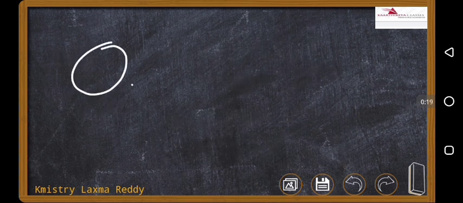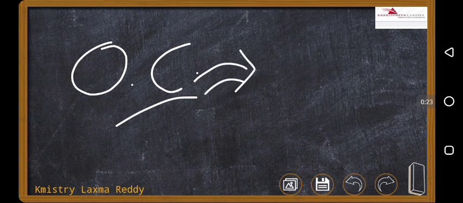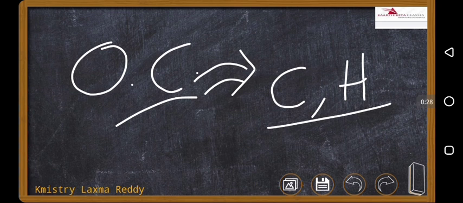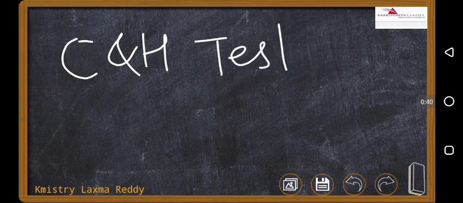As we know, organic compound, I'm writing here OC. OC means you consider as organic compound. It contains carbon and hydrogen mandatorily. That's why we are calling them as hydrocarbons. Even though, we'll take a test for carbon and hydrogen also. So for carbon and hydrogen, we are going to discuss some tests.